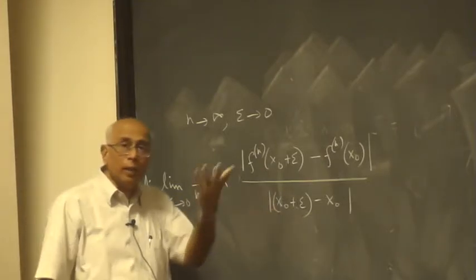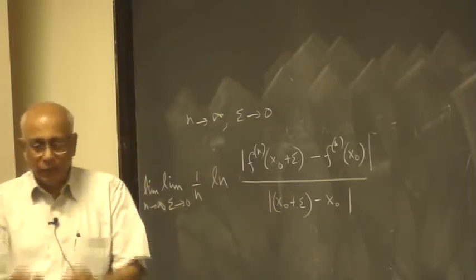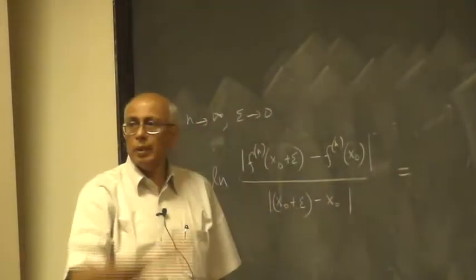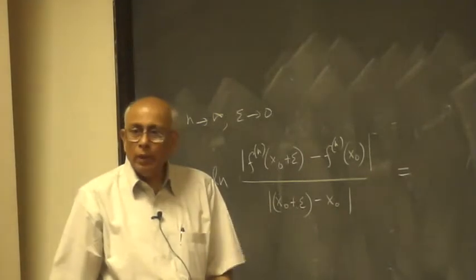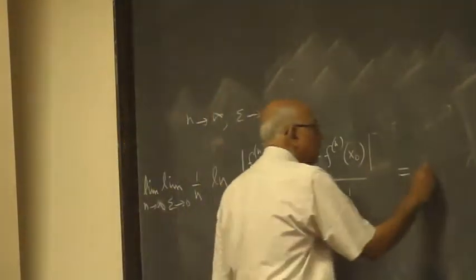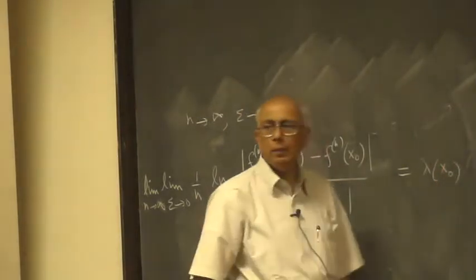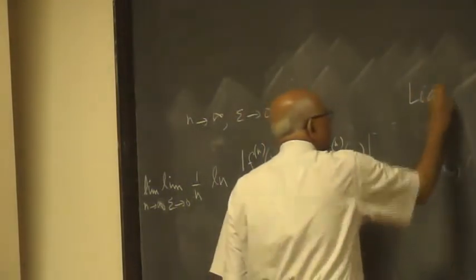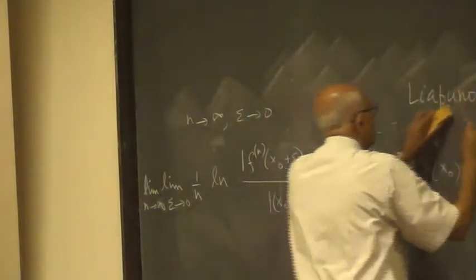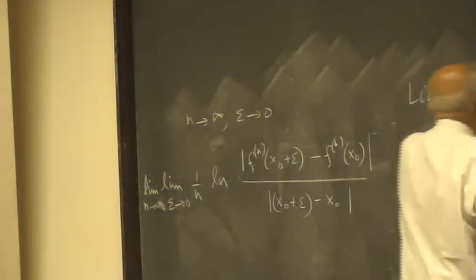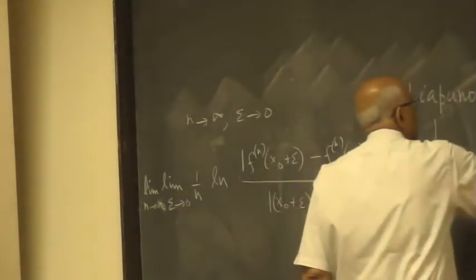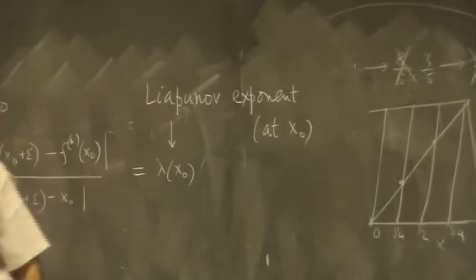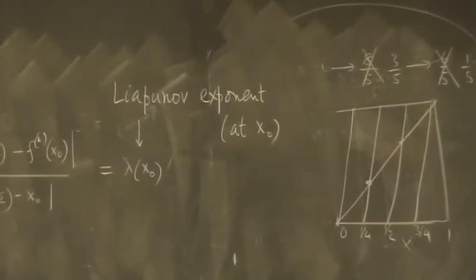But the moment you do it in the other order, you may get a non-zero answer at the point x naught. This will be equal to the exponential rate of separation of trajectories referring to the point x naught. So this will be a function of x naught. It's called the Lyapunov exponent at x naught. Actually, it's not at x naught itself. It's at the entire orbit of x naught.